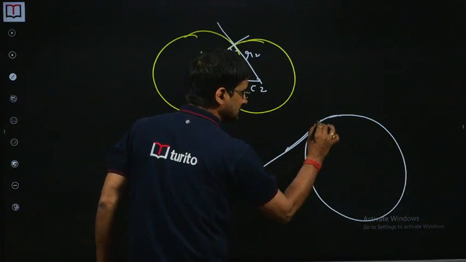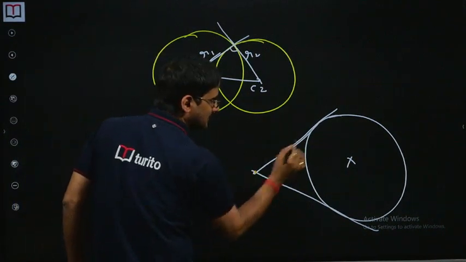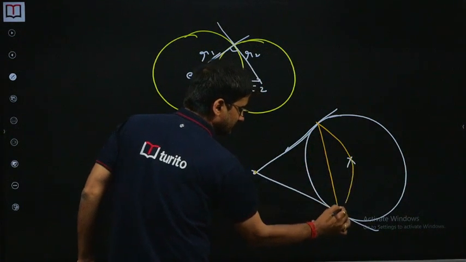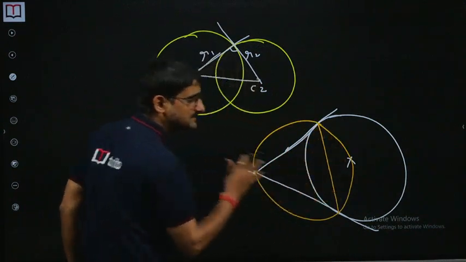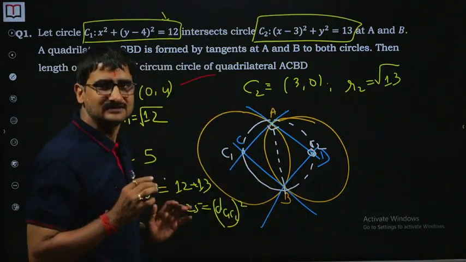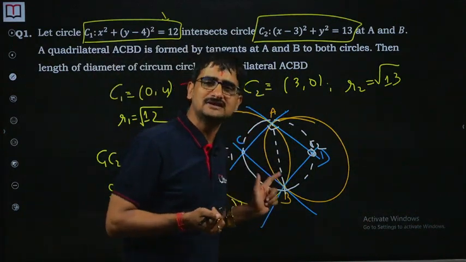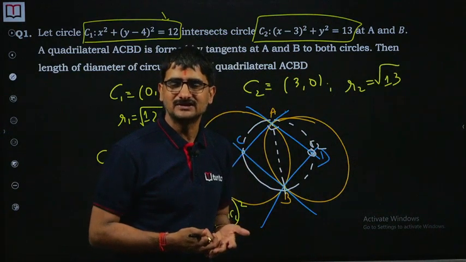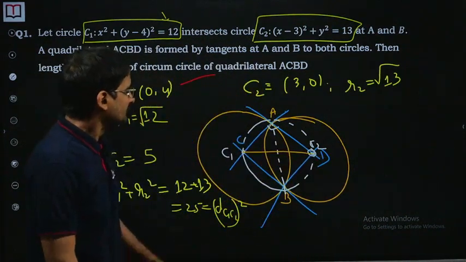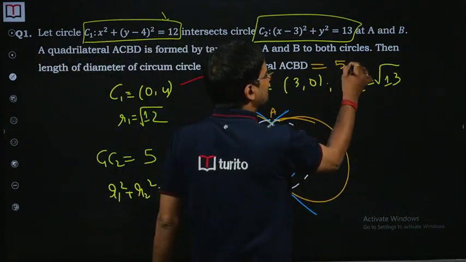So the property says, if you want to draw the circumcircle of this triangle, which triangle? The triangle formed by the tangents and the chord of contact, that will always pass through the center of the circle to which tangents are drawn. That simply means that the circumcircle of the quadrilateral ACBD is nothing but the circumcircle of the triangle ABC, which has to pass through the center of the other circle. So the diameter of this circle is nothing but the C1C2 distance, which is 5 units. So the answer is 5 units here.